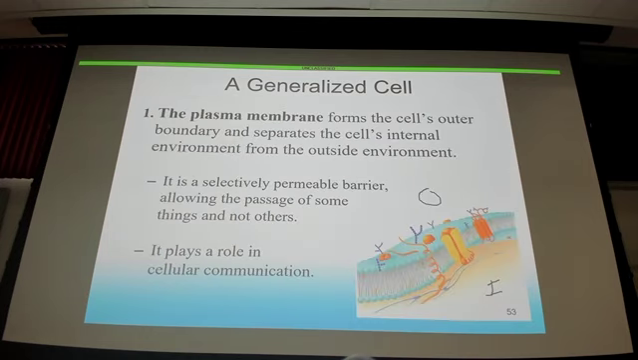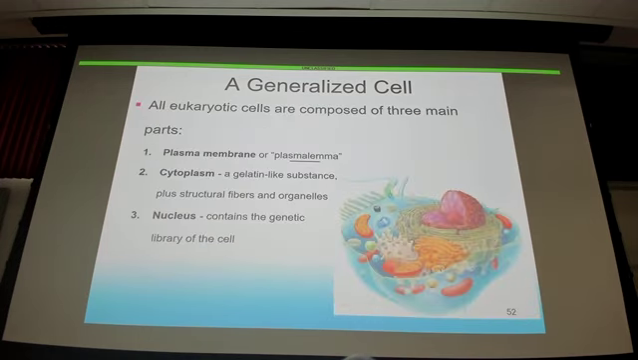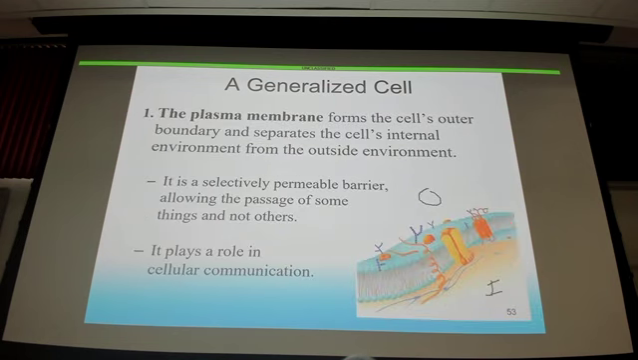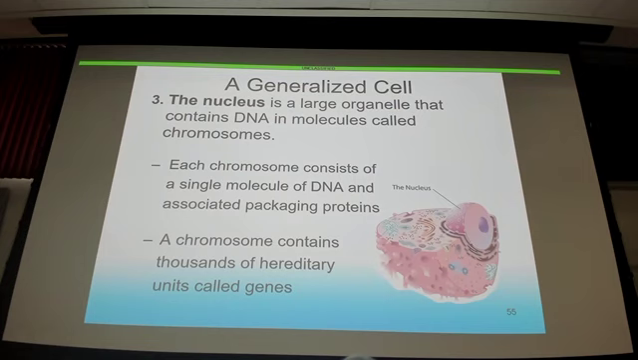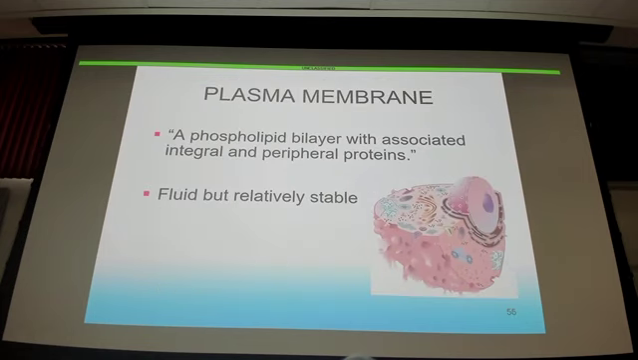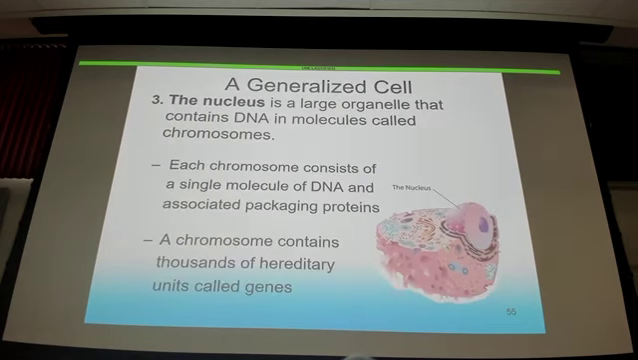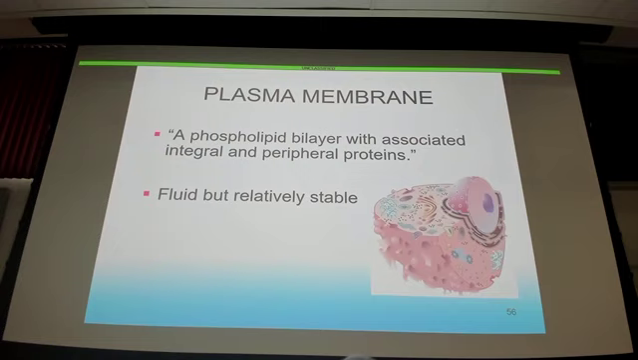So just to recap how I set this up, we started here, and the three parts of a generalized cell means you're going to have the plasma membrane, you're going to have the cytoplasm and its components, then you're going to have the nucleus. But when we get to here, we're going to start defining out now, okay, let's talk more about just the membrane. Let's talk more about the cytoplasm.